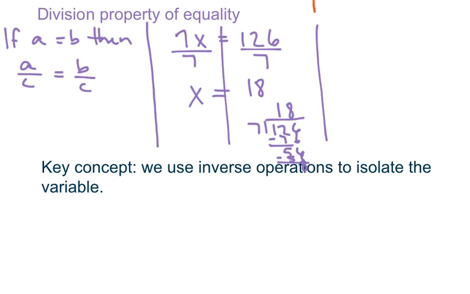And that's it. I have one for you to do on your own. Check your answer with a friend, and then check it with a teacher. This example is going to be 12x equals 60. Do that on your own, check with your friend, check with a teacher, and then move on.